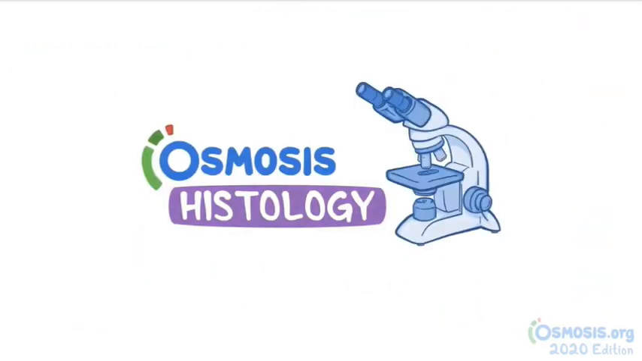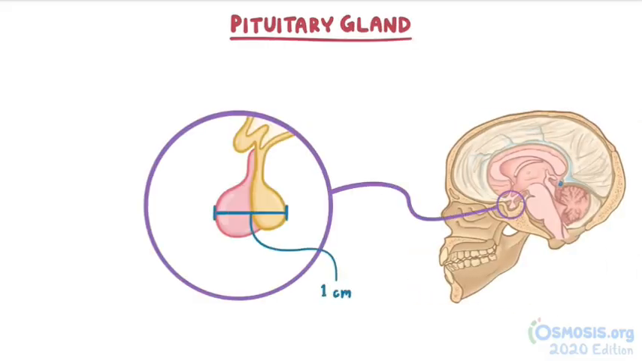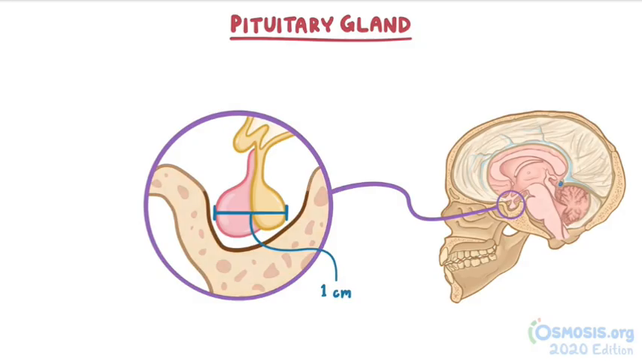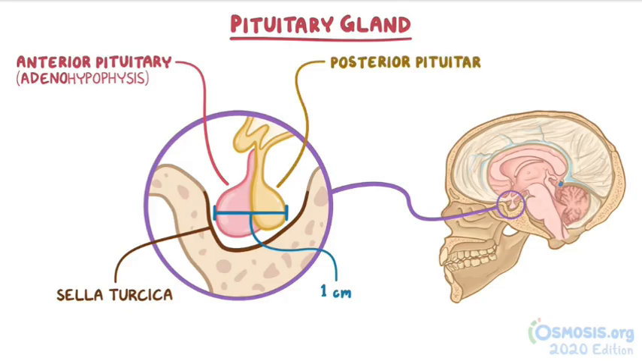Now, let's get a closer look. The pituitary gland is a small gland with a diameter of approximately 1 centimeter. It sits within a saddle-shaped bone cavity called the sella turcica, at the base of the brain. The gland is divided into 2 main parts: the anterior pituitary, or the adenohypophysis, and the posterior pituitary, or the neurohypophysis. Each part originates from different embryological sources, which is reflected in their different structure and function.